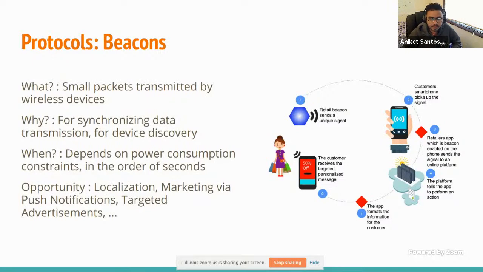So just to give you guys a simple example about device discovery, let's say you have your phone and you have turned on your Wi-Fi button on your phone. There are two ways with which any SSID or any router can appear on your device. One of the ways is active scanning.